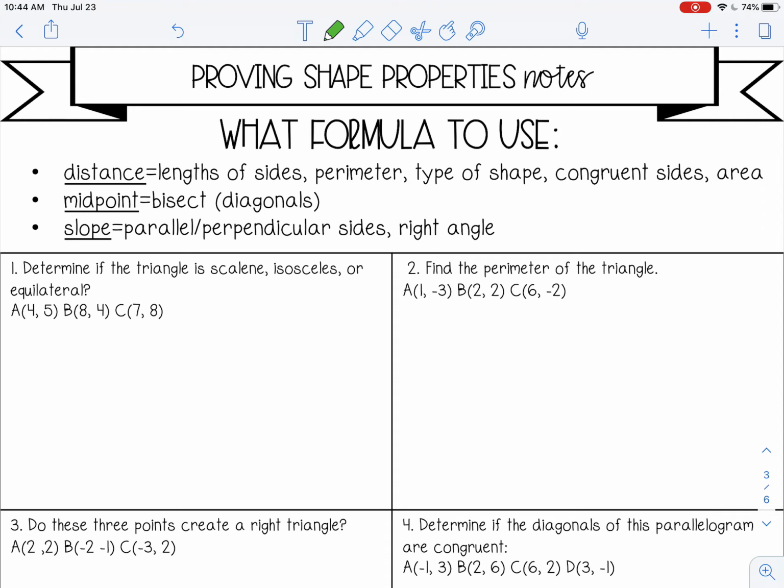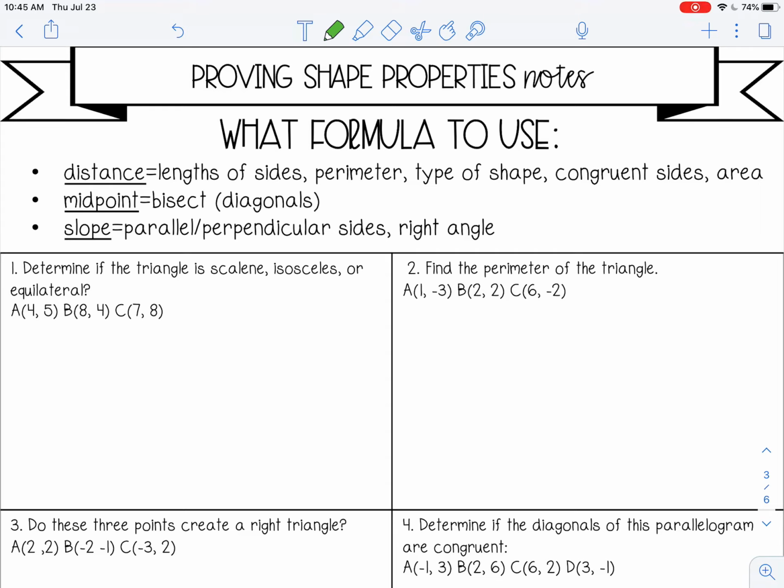So for distance, you're going to be looking for things about the lengths of the sides, the perimeter of the shape, the type of shape, like is it a rectangle or a square, does it have congruent sides, and then area. For midpoint, the only time you're really going to use midpoint is to determine if the diagonals of a shape bisect each other, because it would be the middle of both diagonals. And then for slope, you're going to be looking for parallel or perpendicular sides, or if it has a right angle.